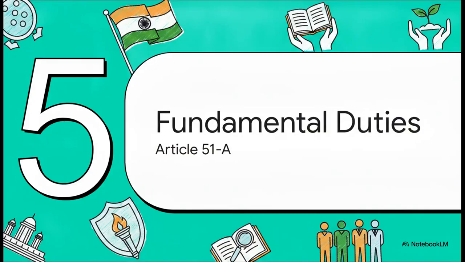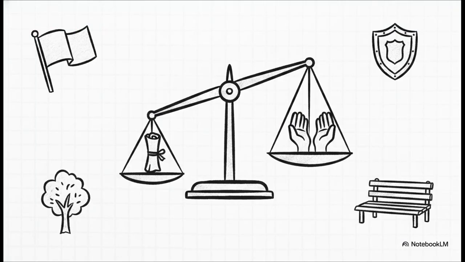Finally, Section 5, the 11 Fundamental Duties, under Article 51A. We're wrapping up with the ultimate counterbalance to our rights, our responsibilities as citizens. Look, rights and duties have to go hand in hand in our society. You really can't have one without the other. These duties weren't actually in the original Constitution. They were added way later by the 42nd Amendment Act in 1976 under Article 51A. There are 11 fundamental duties in total, including things like respecting the national flag, defending the country, protecting the natural environment, and safeguarding public property.